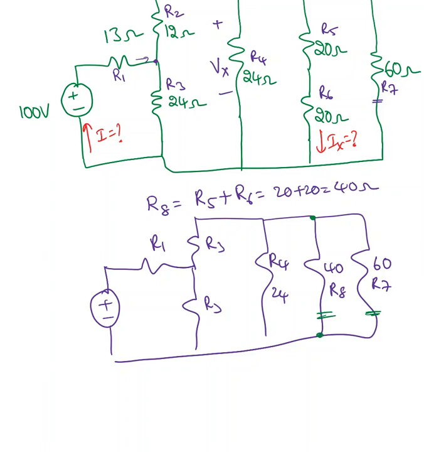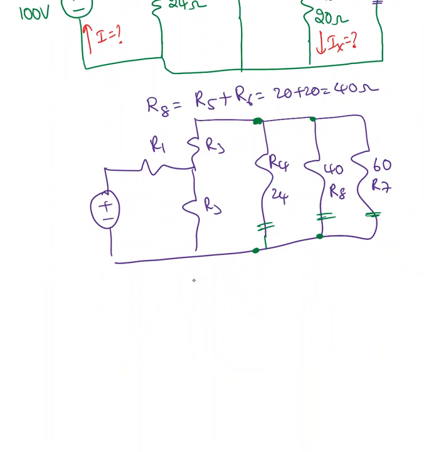Now I can clearly see R8 is parallel with R7 because both of them are separating at the same node or rejoining at the same node. Actually, even R4 is also in parallel with it because all three of them are dividing at this point, with the other ends of all three elements connected at this node. But for the time being, I'm going to go over R8 parallel with R7. Let me label that as R9. So R9 equals 40 times 60 over 40 plus 60, which is 24 ohm.